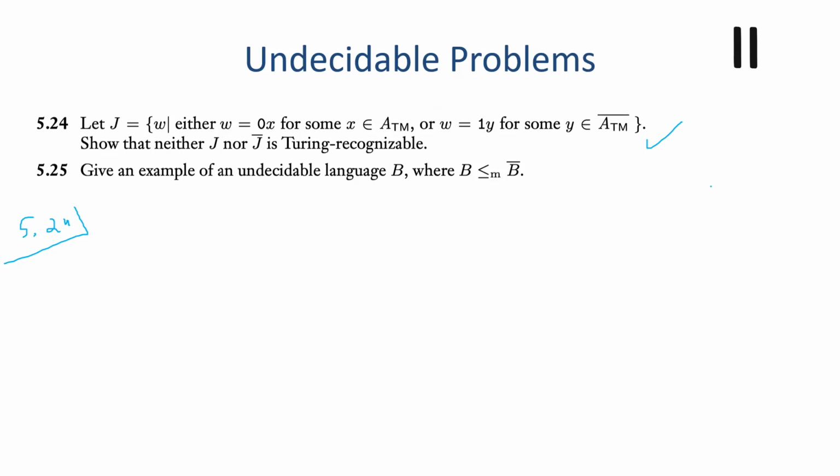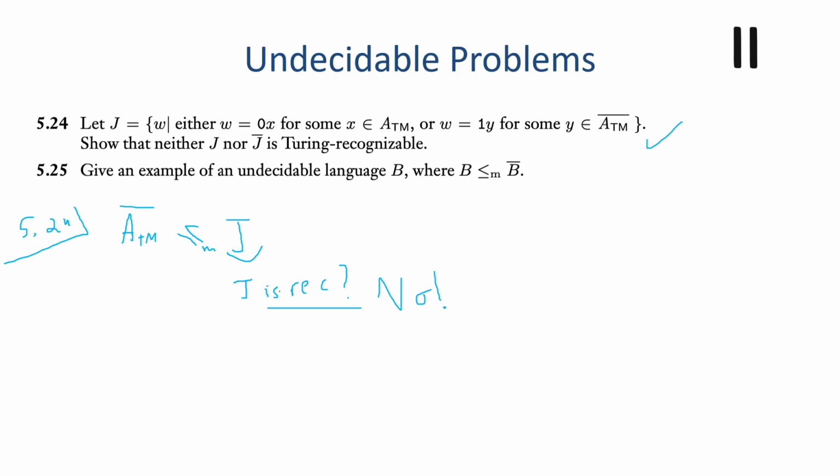So how are we going to do that? To prove that, if you remember, if we can mapping reduce something that we know is not recognizable, like ATM complement, because I know that ATM is Turing recognizable. If I can reduce ATM complement to J, what does that mean? Is it possible that J is recognizable? No. It's not possible. Why? If I'm able to reduce ATM complement to J, there's no way that J is recognizable.